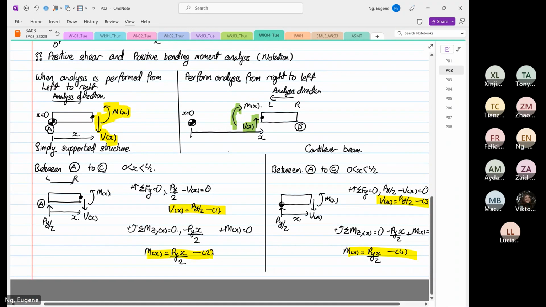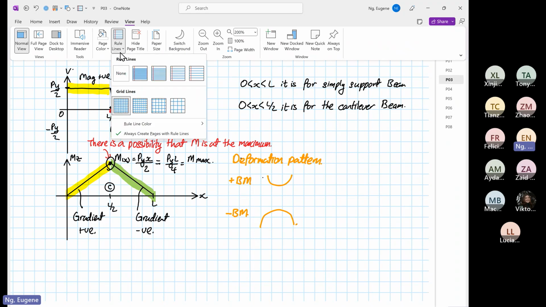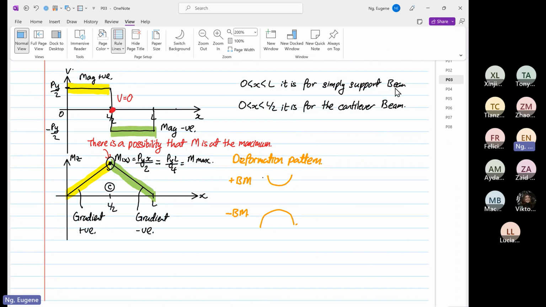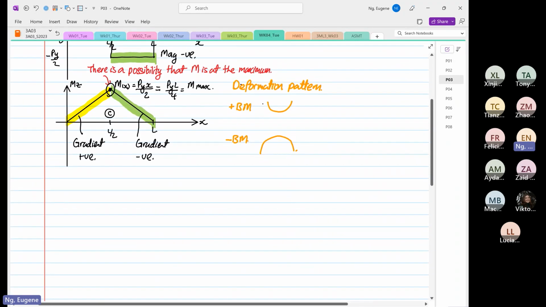Okay. Right. So now you all understand what it means by positive shear, positive bending moment assumption, and also you all know more or less how to sketch your shear force and bending moment diagram. The next thing that we're going to look at is going to be known as unsymmetrical bending.